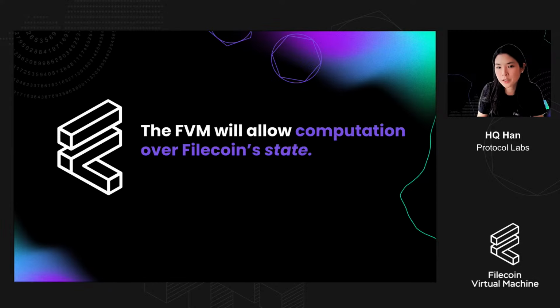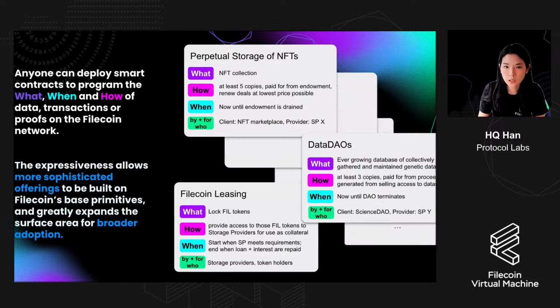The third thing is the FVM will allow computation over Filecoin State. What this really means is that anyone will be able to deploy smart contracts to program the what, when, and how of data, transactions, or proofs on the Filecoin network. So we believe that the expressiveness that this brings and the openness to the Filecoin economy will allow very sophisticated offerings to be built on top of our primitives and really pave the way for broader adoption.